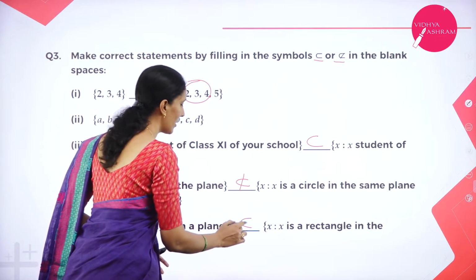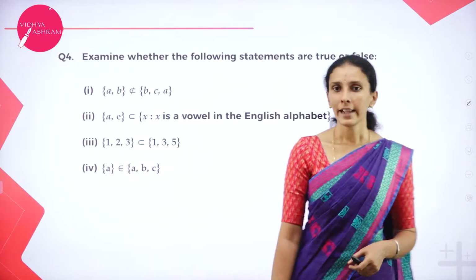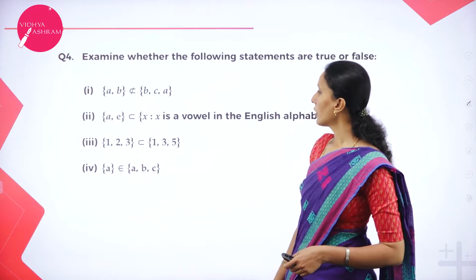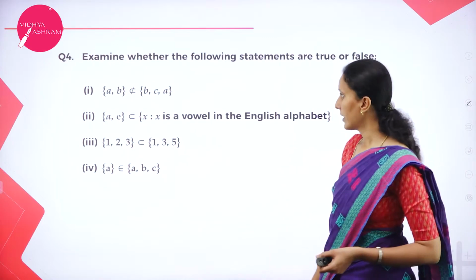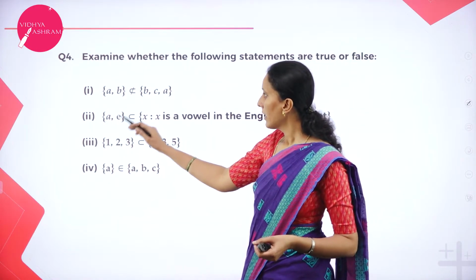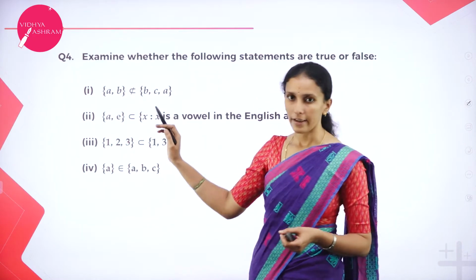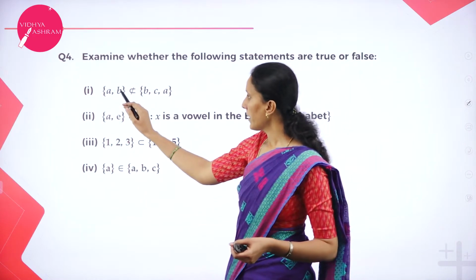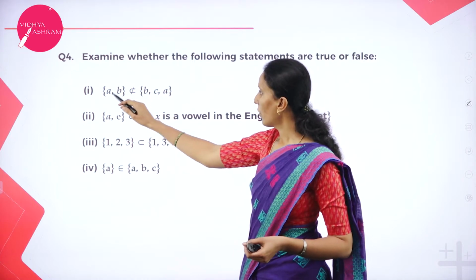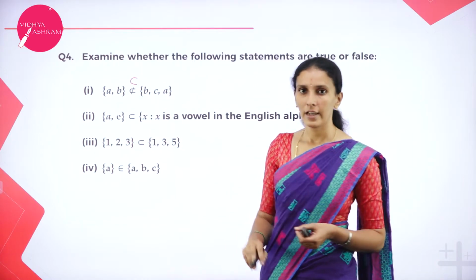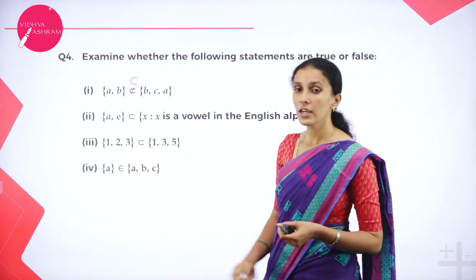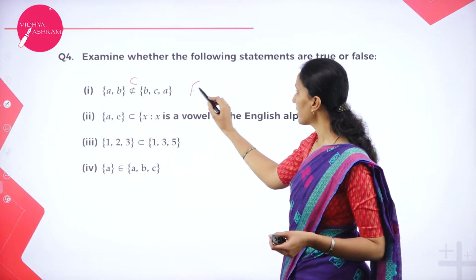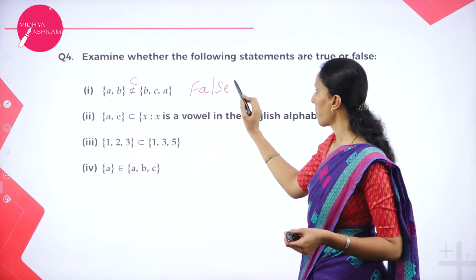So clearly they are not a subset. Next question, examine whether the following statement is true or false. Given {A, B} is not a subset of {B, C, A}. Actually {A, B} and {B, C, A}, so this is a subset of this. But they have given it is not a subset, so therefore the given statement is false.